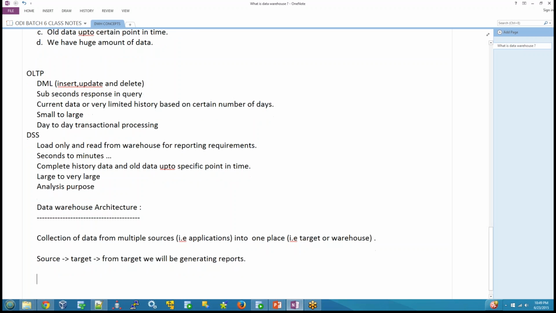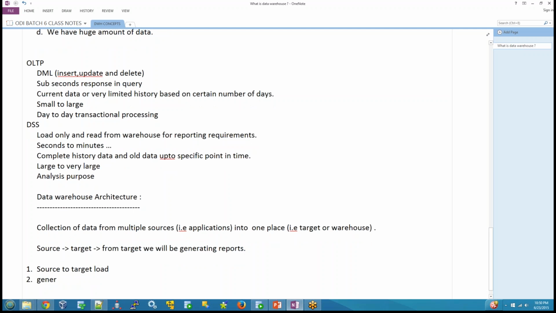Now I'm telling two different points. One is source to target load, so we get the data from source and load into a target. The second one is generating reports for analysis purpose from the warehouse. From now onward, if anybody says warehouse, that is called a target. So the two steps: one is source to target data load, and the other is generating reports for analysis purpose from the warehouse.